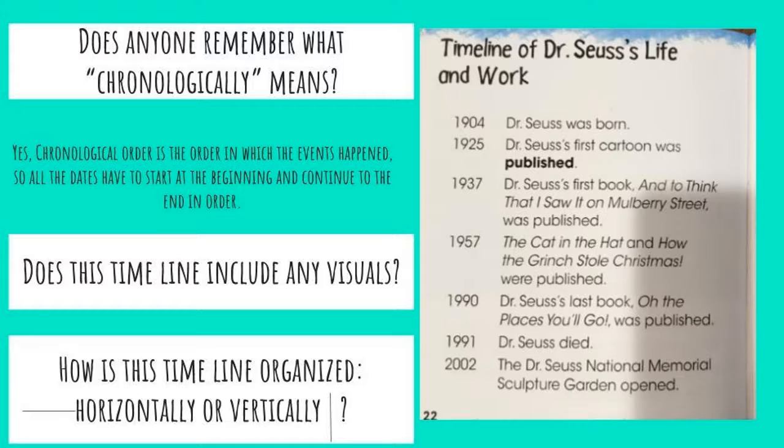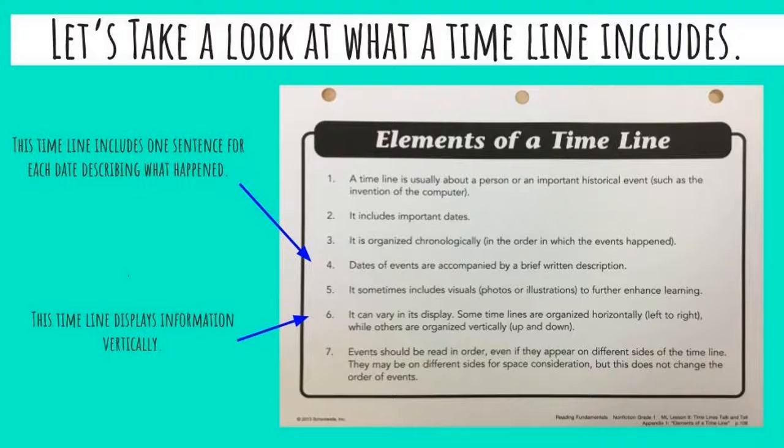How is this timeline organized? Horizontally, meaning left to right, or vertically, up and down? So if we take a look at the image, do the dates go from left to right or up and down? If you said vertically, you are correct.